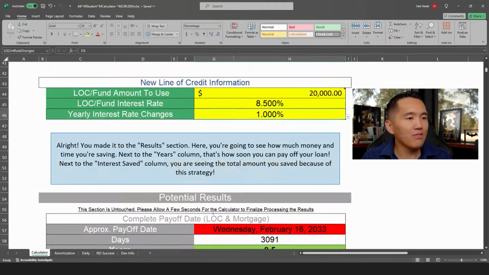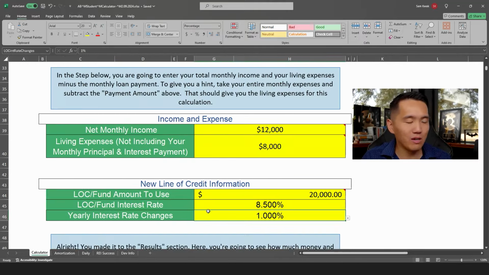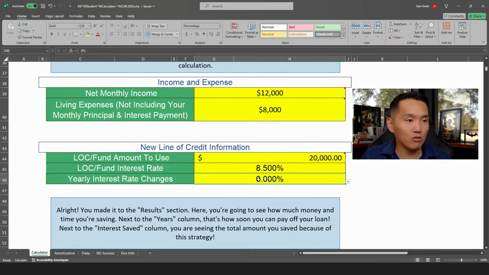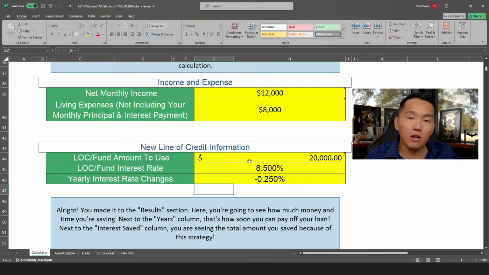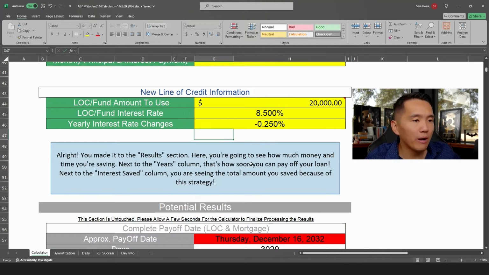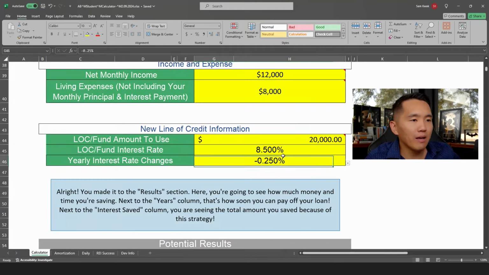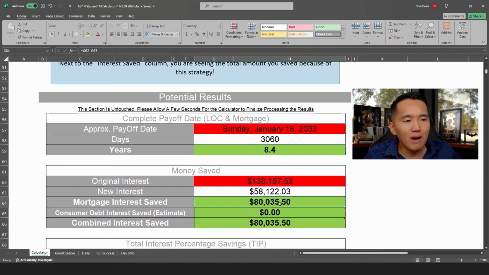So having said that, yes, this strategy still works even with an ever-increasing 1% increase, which is, I know, wild. But if we were to dial this back to 0, right? Or maybe let's do the opposite. Maybe we're going to see a decrease of 0.25% in the next couple of years because of what the Federal Reserve is doing. Then we get better results, right? But again, I'm just trying to be as realistic as possible, so keep it at zero. And based on that, we're saving about $8,000 of interest.